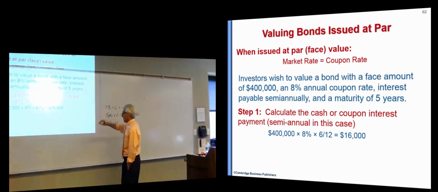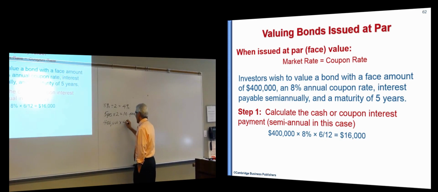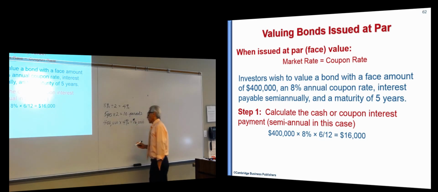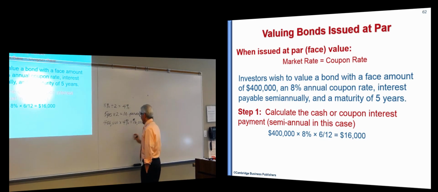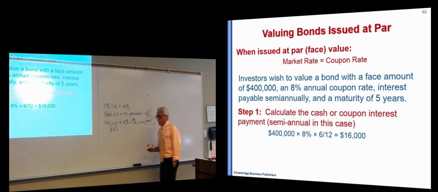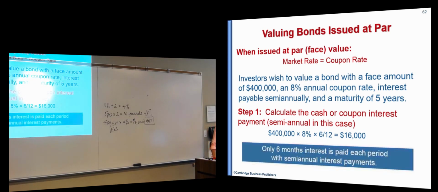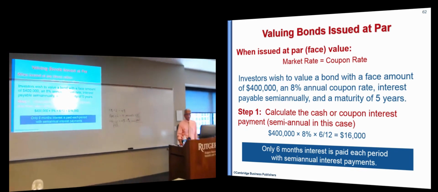all right, they did it a little bit differently. I'm taking it to 4%. So that's your payment. That's N. The 400,000 is the future value. And we know it's paid semi-annually. Now, what we need to do is figure out the market rate.